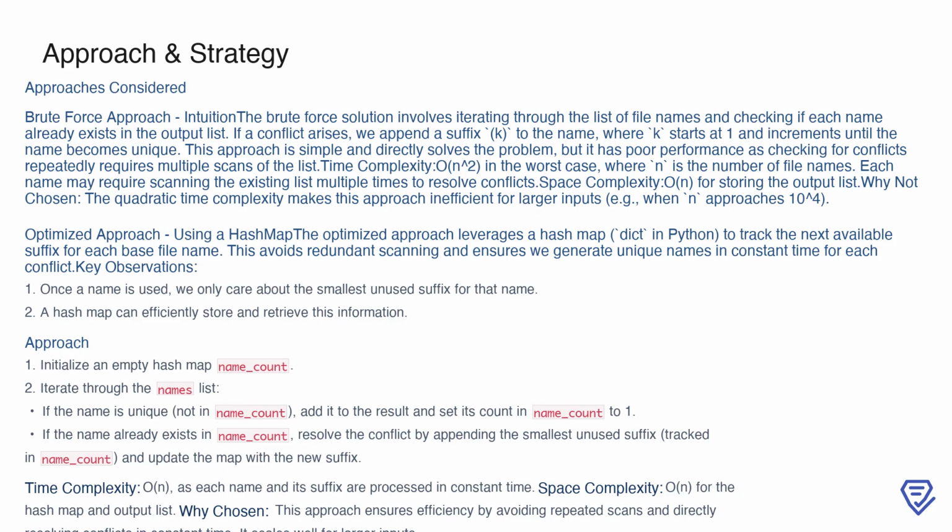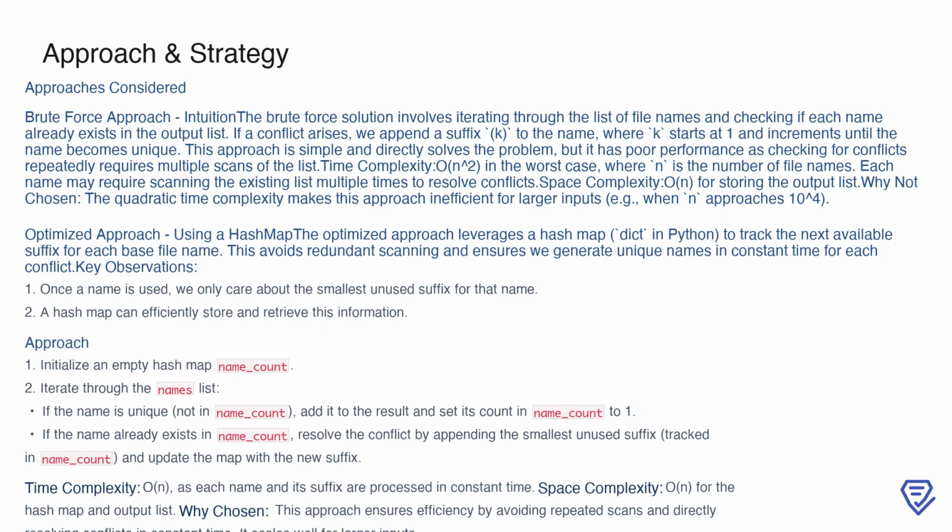Instead, we turned to an optimized approach using a hash map. The key idea here is to track the next available suffix for each base file name in constant time, eliminating the need for redundant scans. By leveraging a hash map, we can ensure that each conflict is resolved efficiently.